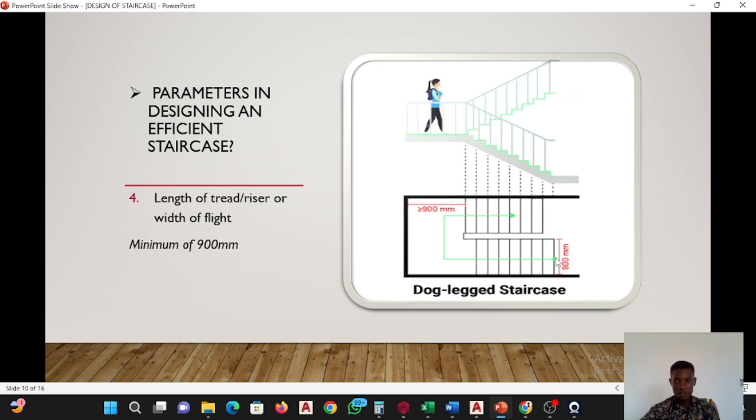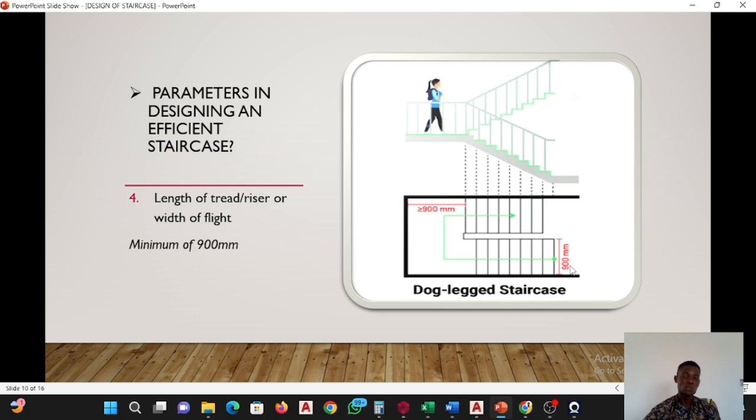So this is the first flight and this is the second flight. When you climb the staircase and you get to a landing, that's the first flight. From the landing again to another landing is the second flight. That's how we call it. You understand? So the minimum width of the landing should be 900 mm.